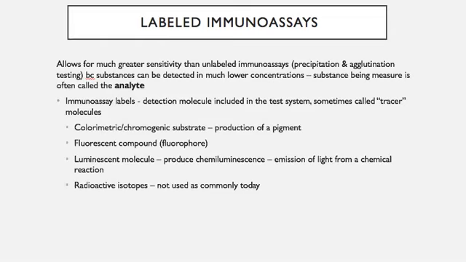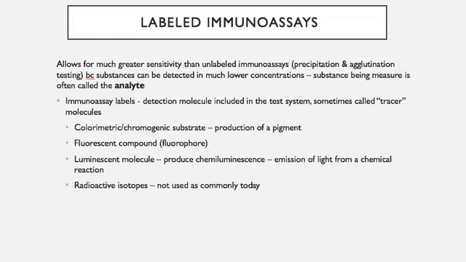Okay, labeled immunoassays. This type of testing allows for much greater sensitivity than unlabeled immunoassays, which are your precipitation and agglutination testing, because substances can be detected in much lower concentrations. In this type of testing, the substance being measured is often referred to as the analyte. So immunoassay labels: you've got the detection molecule included in the test system. Sometimes it's referred to as the tracer molecule.